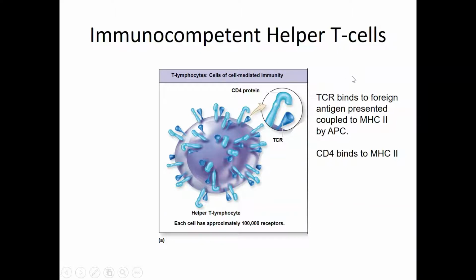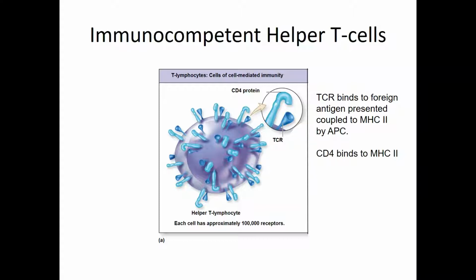During activation, the T cell receptor is going to bind to a foreign antigen, and helper T cells are extremely picky about how this antigen is presented to them. It can't be any old form. It can't be a virus particle. It can't be a bacterium. It can't even be an antigen on the surface of a body cell. It must be presented only by an antigen presenting cell, and the form that the antigen presenting cell must present it in is coupled to MHC2.